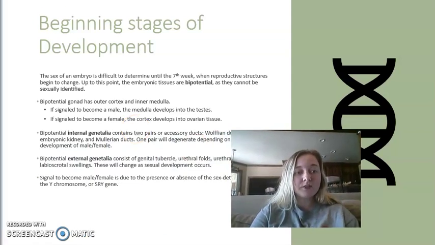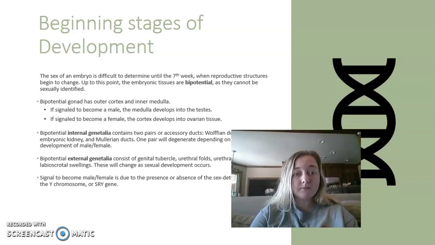In the beginning stages of development, the sex of an embryo is unable to be determined. It isn't until around the 7th week that reproductive structures begin to differentiate. Up until this point, the embryonic tissues are considered bipotential, as they cannot be sexually identified.